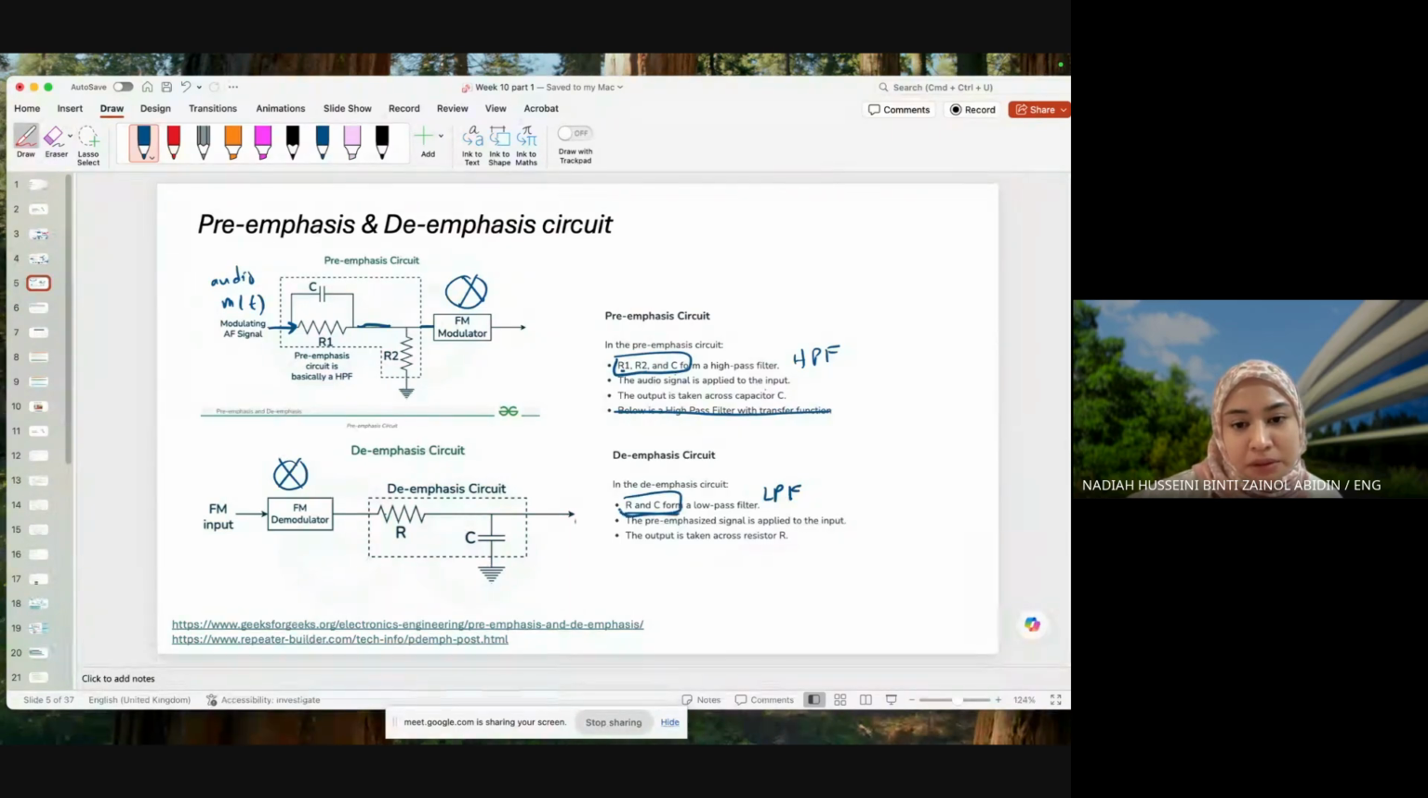So it's a very simple circuit. Of course, this is the basic one. There are complex ones out there that really do the job well. So this is just the basic.